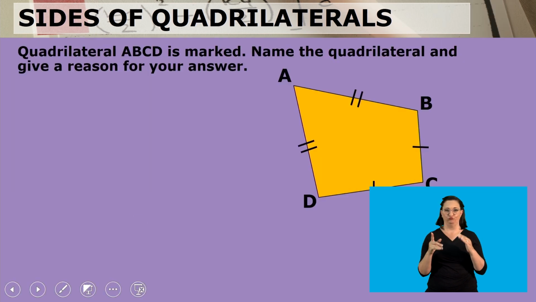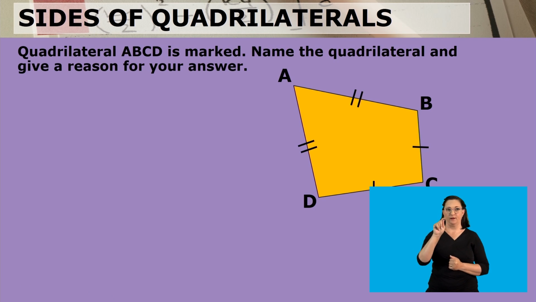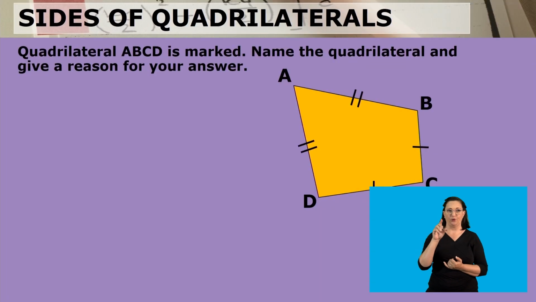All right, let's look at that question there. It says quadrilateral ABCD is marked. Sometimes the information is given in the diagram, sometimes the information is given in the question. Either way, we read the question, we do our markings, and we work from the markings to then draw our conclusion or calculate whatever they want us to calculate. So in this case, they say, name the quadrilateral and give reasons for your answer.